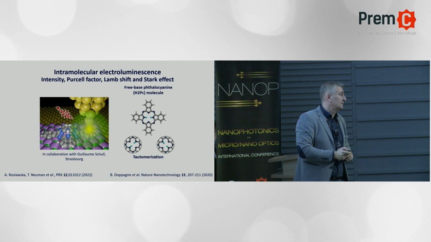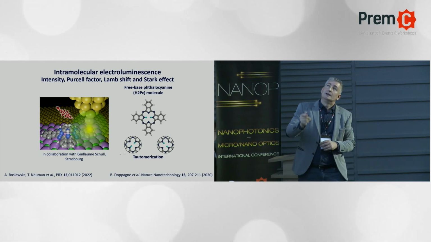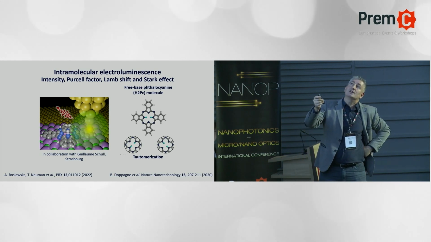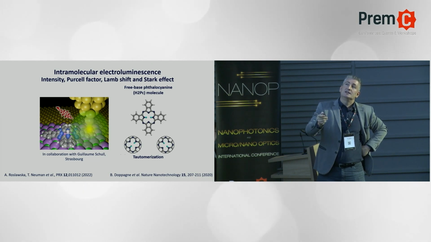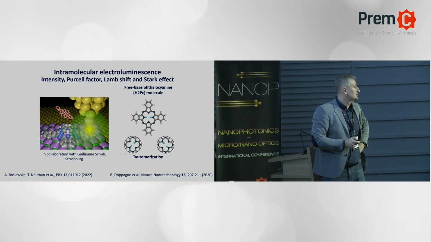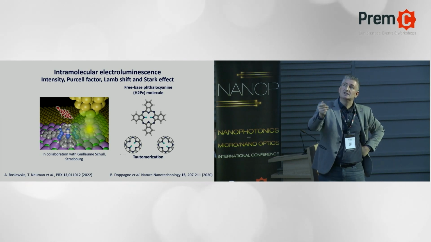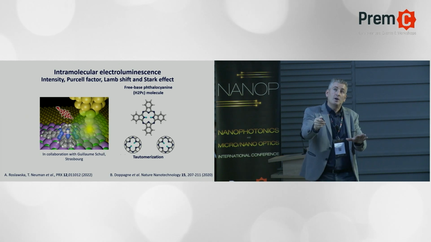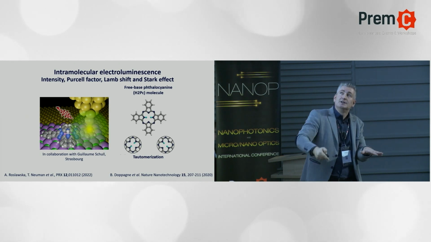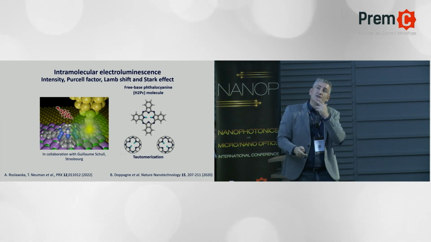Let me show you an example of Guillaume Schull in Strasbourg. This is a free-base phthalocyanine. It has an exciton along this direction of the two hydrogens, and it shows a tautomer situation. So you have these hydrogens like this, or these hydrogens like that. They are equivalent. But because of how the molecule is deposited on the surface, they break the degeneracy.